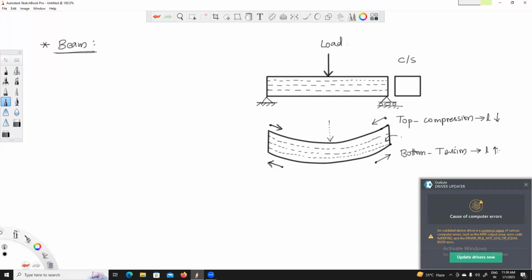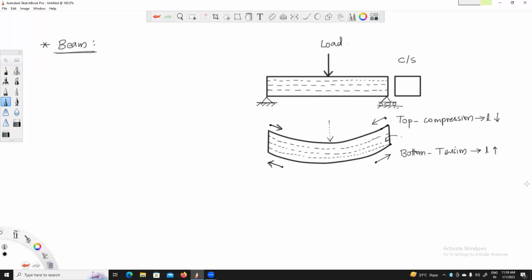So if you go from the top to the bottom layer, there has to be a certain fiber for which the length remains constant. The top layer is under compression and the bottom layer under tension. As you go from compression to tension, there has to be a certain layer or fiber which is neither in compression nor in tension.